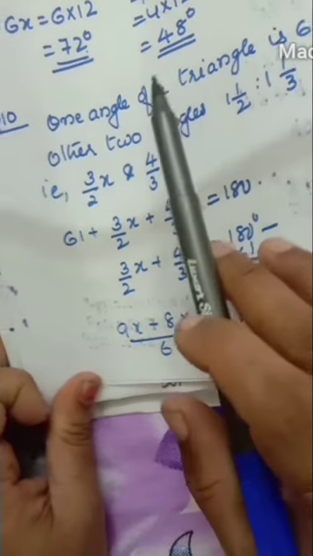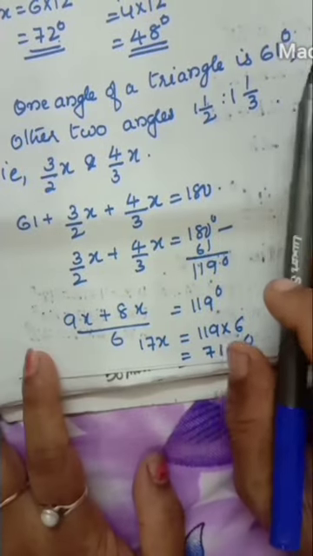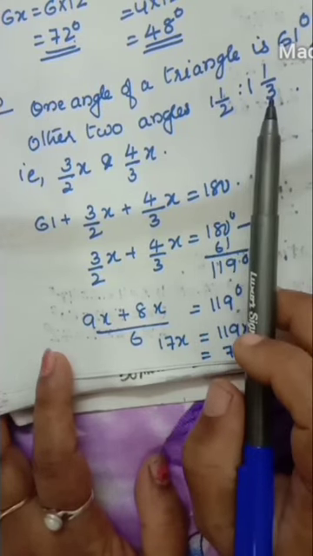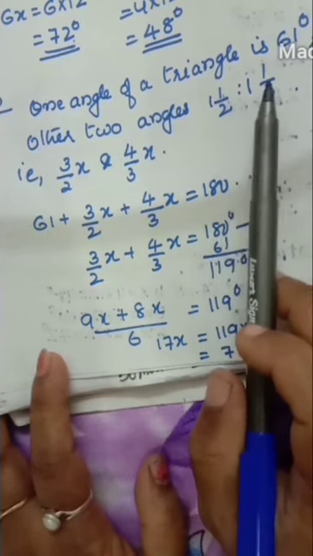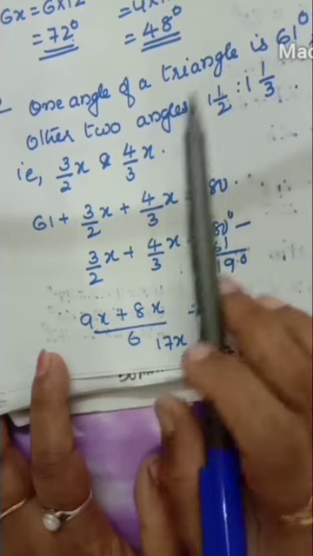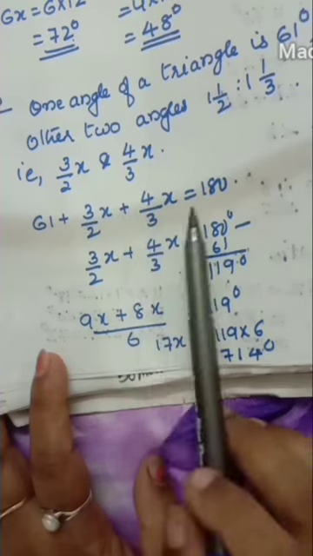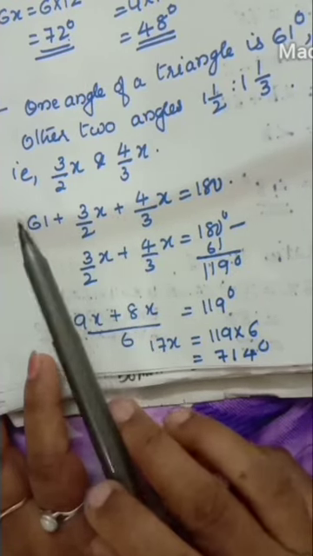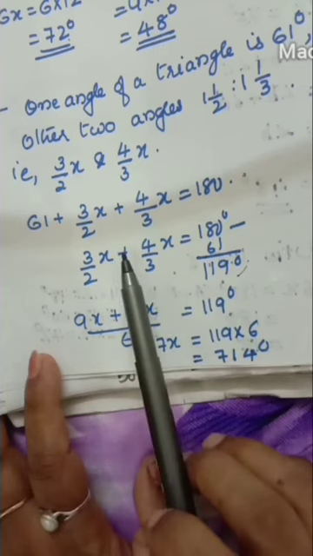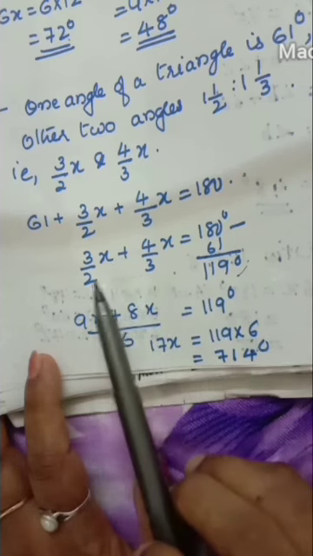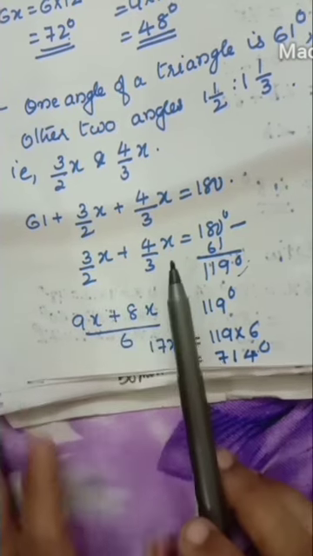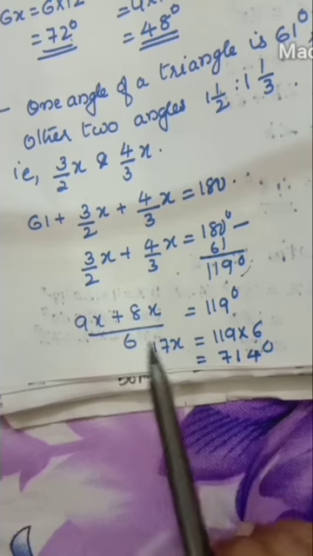Question number 10. One angle of a triangle is 61 degree. Same type of question. The other two are in the ratio 1.5 and 1 and 1/3. Take it as x: 1.5x, 1 and 1/3 x. Make it an improper fraction. After that you add it. 61 I have taken here, 180 degree. Adding fractions, you have to take the LCM, or cross multiplication, any method you can do. I did the cross multiplication method.